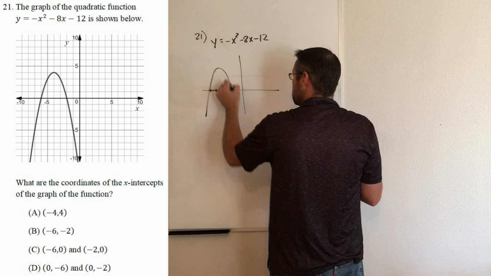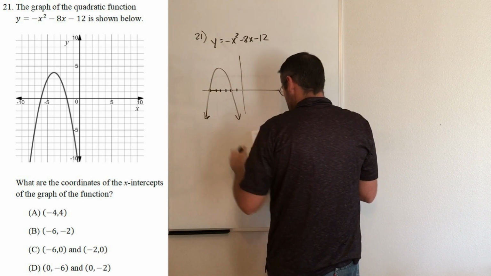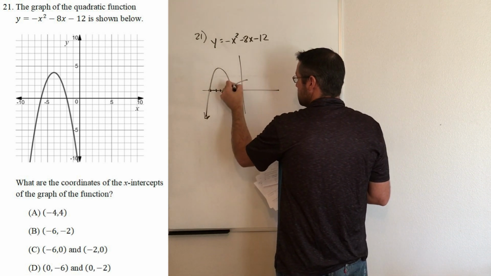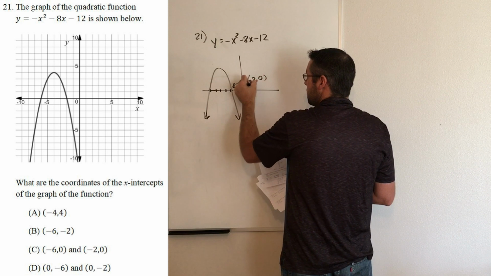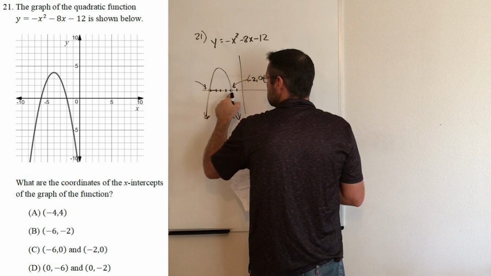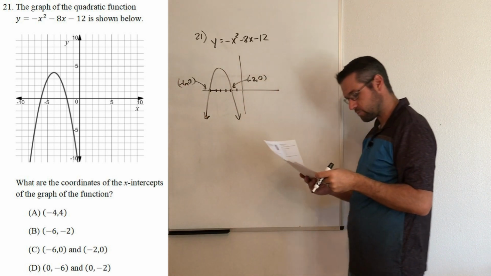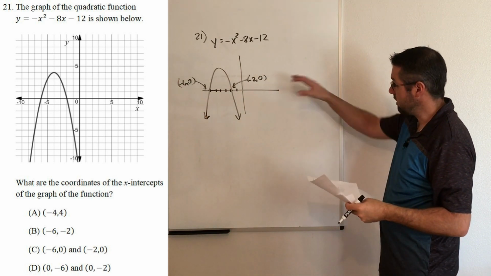And so we have this parabola that looks something like this, right? And it's just asking for the coordinates of the x-intercepts. So this x-intercept is negative 2, 0, and this x-intercept is negative 6, 0. And so our answer is C by just looking at the graph.